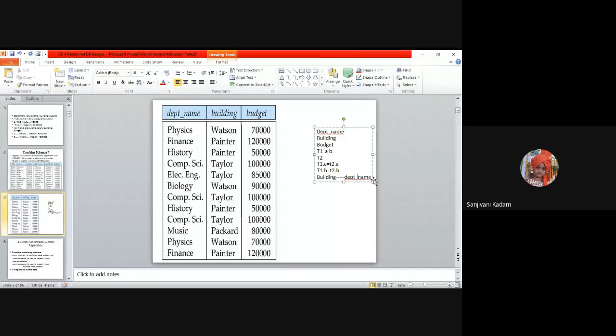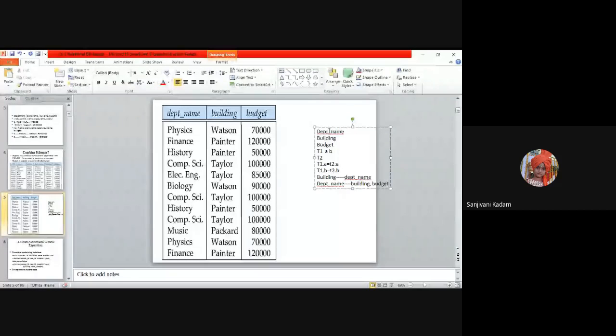But if I pass the department name, I can give a single value for the building. There cannot be multiple values for the building, and there will be a single value for the budget. For the physics department, I cannot have 70,000 in one tuple and 80,000 in another. If it is 70,000 in one tuple, in the next tuple also the value will be 70,000 only. This is the case of functional dependency.